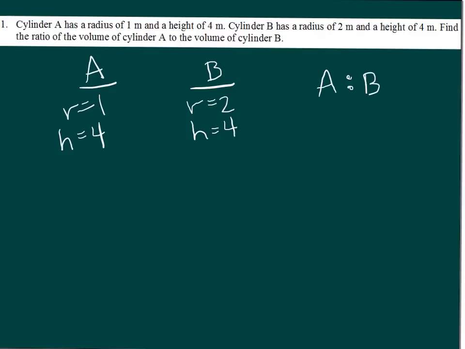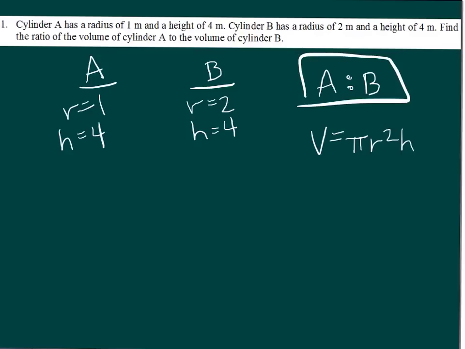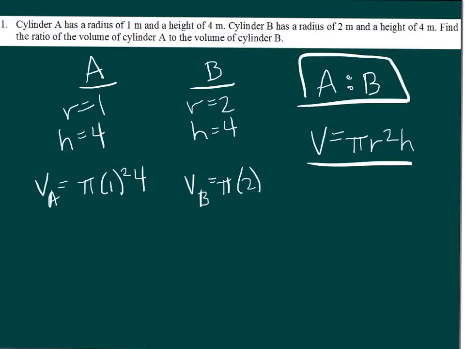So volume. Volume of a cylinder is pi r squared h. All right, so let's use this formula and let's find the volume of A and the volume of B. So volume of A is pi r squared h. Volume of B is pi r squared h. Let's multiply those out. Volume of A, I get 4 pi. Volume of B, I get 16 pi.